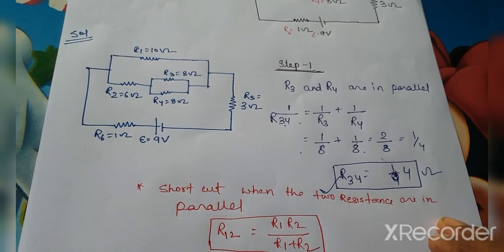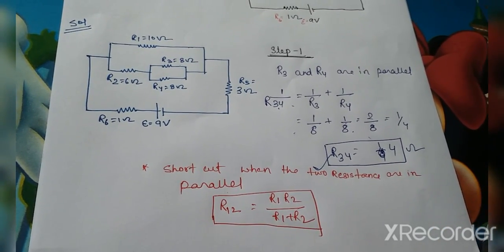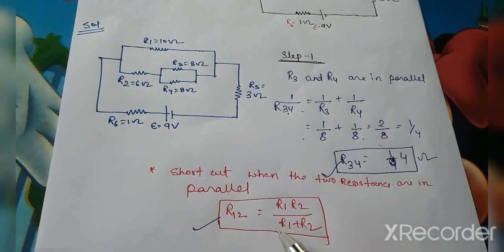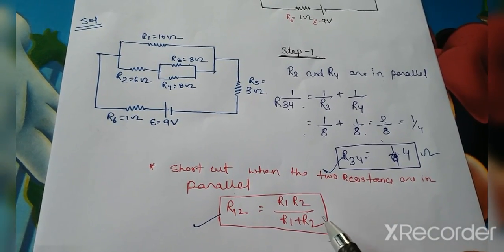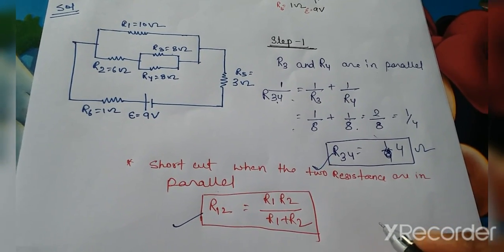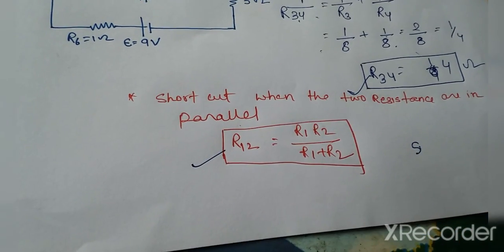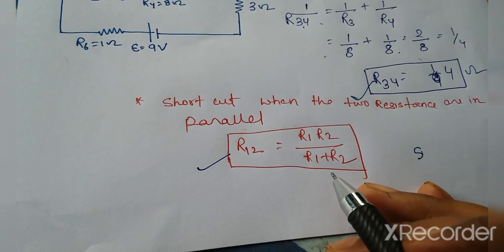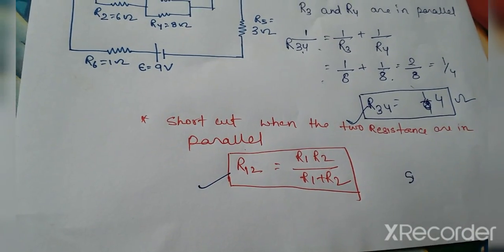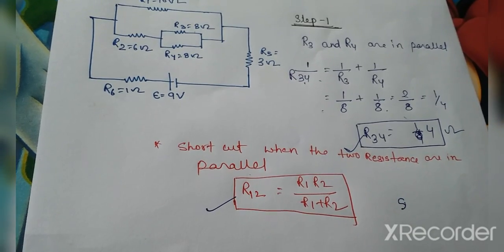This is also a shortcut: when two resistors are in parallel, we can use this equation, R1 R2 by R1 plus R2, and directly get 4 ohms. For example, 8 into 8 upon 8 plus 8, so we get 64 upon 16, equal to 4 ohm. So that is step 1, and now we are going to step 2.